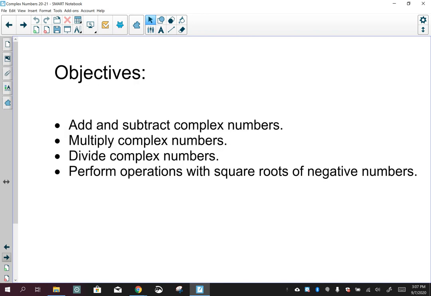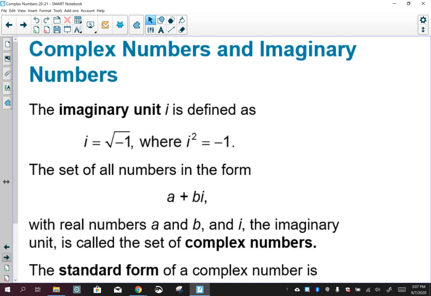So we are going to look at adding and subtracting complex numbers, and then we're going to multiply some and then divide some, and then we're going to perform operations that deal with square roots. Okay. So those are the topics that we're going to go over in this section. So let's jump right into this.